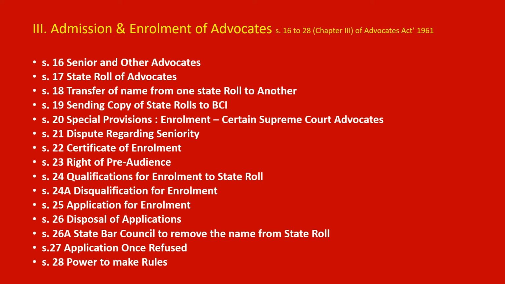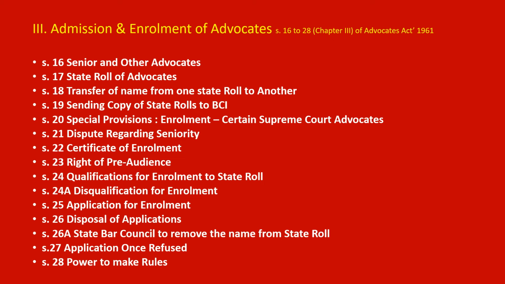Now section 26A talks about the State Bar Council removing a name from the state roll. So in what cases does it have to remove the name from the state roll? There are two conditions. The first is the name of any advocate who is dead. If somebody dies, then by default they have to remove his name. Or if any advocate makes a personal request in an official manner that his name be removed from the State Bar Council, that can also be done. So based on these two conditions, as per section 26A, the name will be removed.